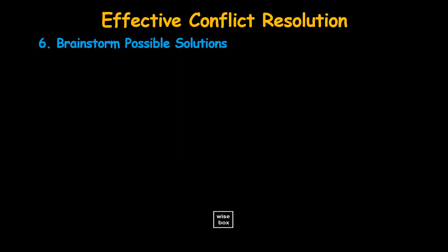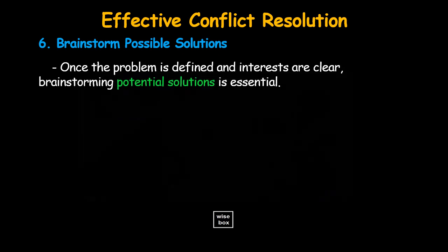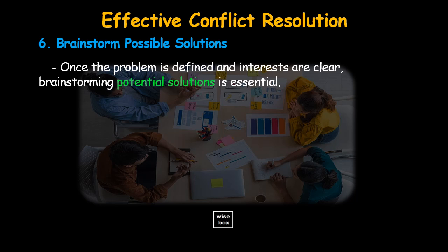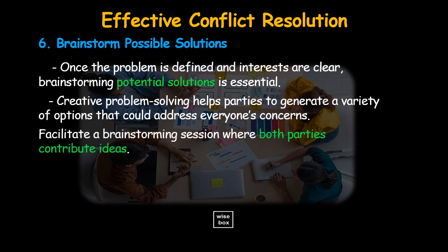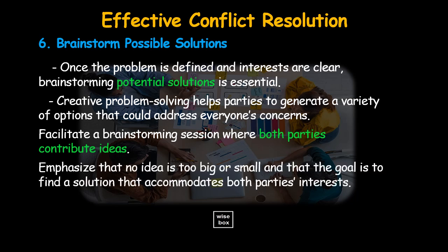6. Brainstorm possible solutions. Once the problem is defined, and interests are clear, brainstorming potential solutions is essential. Creative problem solving helps parties to generate a variety of options that could address everyone's concerns. Facilitate a brainstorming session where both parties contribute ideas. Emphasize that no idea is too big or small, and that the goal is to find a solution that accommodates both parties' interests.